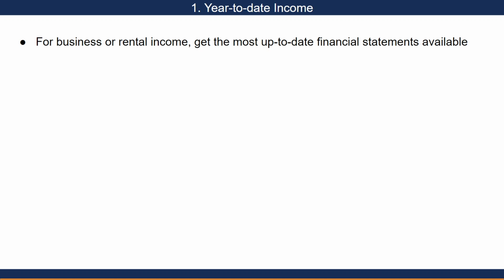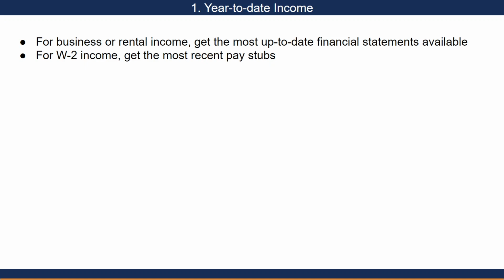All right, so first off, we've got year-to-date income. For a business or rental income, we want to get the most up-to-date financial statements that are available. So this could be through their accounting software, through QuickBooks or Xero or FreshBooks or whatever they use. It could be downloading bank transactions if they don't really use accounting software. However it is, we just want to get the most up-to-date business or rental income, or both if they have both a business and a rental, whatever they've got, we want the most up-to-date information there.